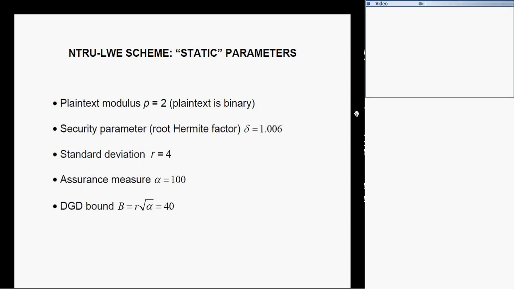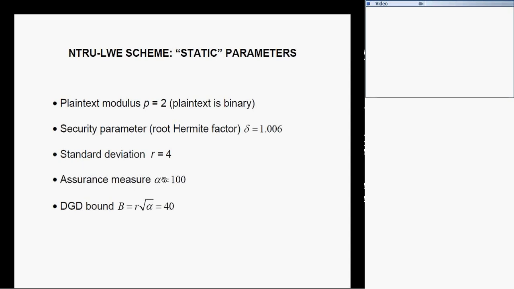The next parameter that can be considered static is the standard deviation. For the discrete Gaussian distribution, we understand what standard deviation means. Generally speaking, we choose a value between 4 and 6.